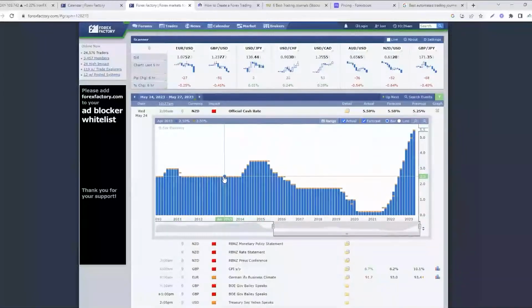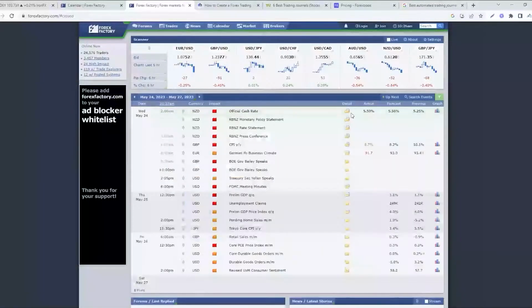So the Reserve Bank of New Zealand raised their interest rates today, right? Earlier today, they raised their interest rates at 2 a.m. GMT. So very early in the morning, GMT time. They raised it from 5.25% to 5.5%, in line with forecasts.